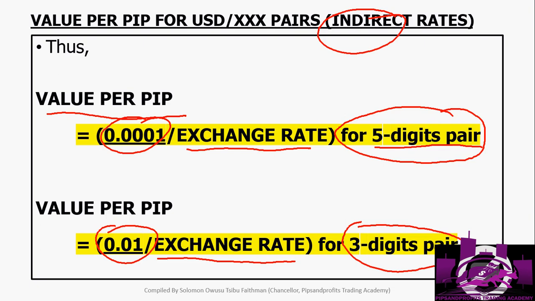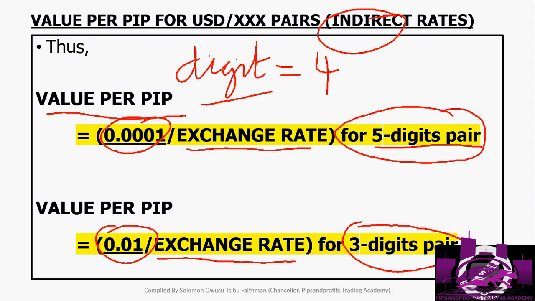Now, let's take this. I want to quiz you. Assuming from our contract specification, our digit is 4, what will be the value per pip? What will be the formula for our value per pip if our digit is 4? Write the formula for me.